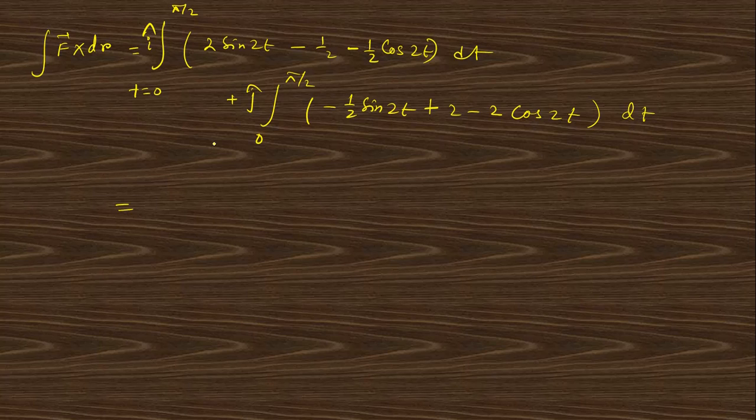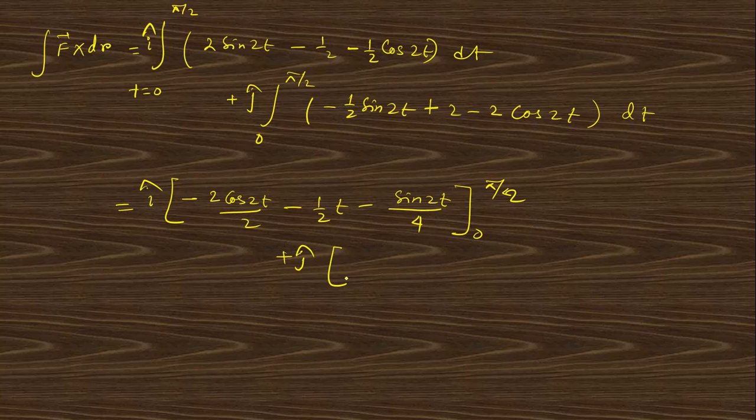So if we integrate, this becomes minus 2 cos 2t by 2. This is half t, this is sin 2t by 2, so this becomes, from 0 to pi by 2, i cap, and the j cap, this is minus cos, so this becomes plus cos 2t by 2, plus 2t minus 2 sin 2t by 2, from 0 to pi by 2. So this is i cap.